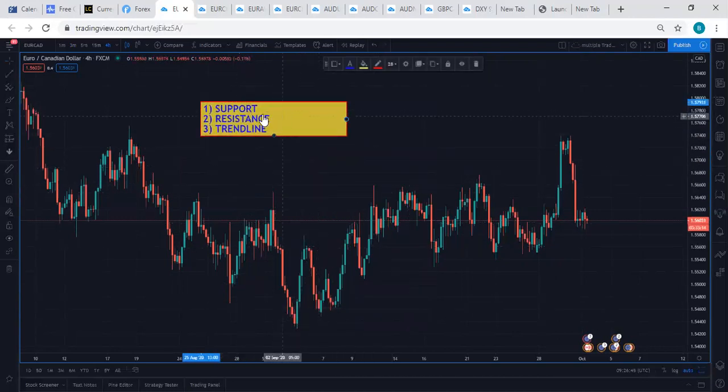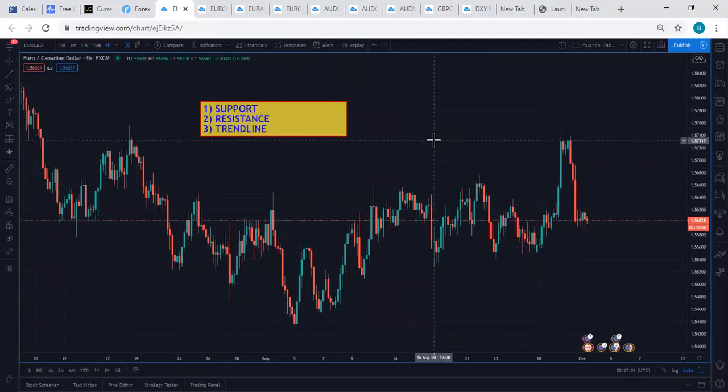Today we'll be starting with support. It is often called SRT, using the first initial of each of the topics. SRT. It is called support, resistance, and trend line. Now, what is support? Let's start with the support.